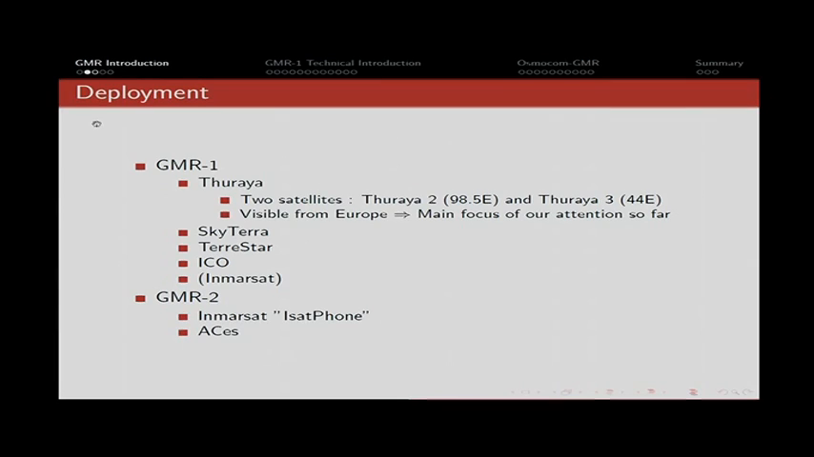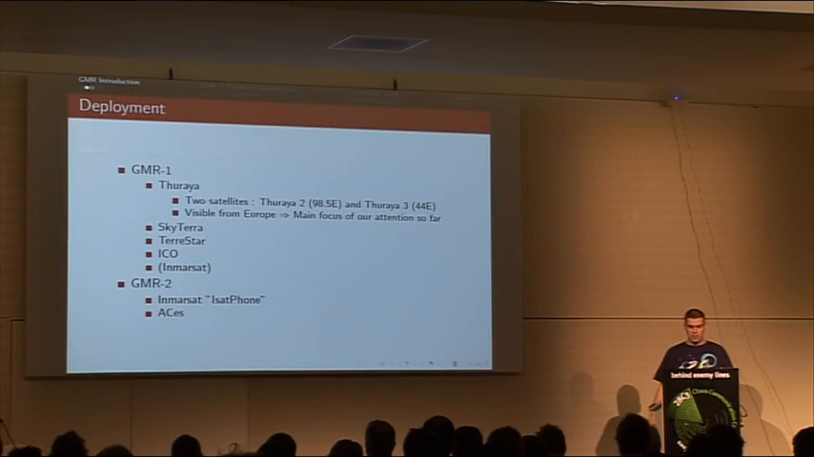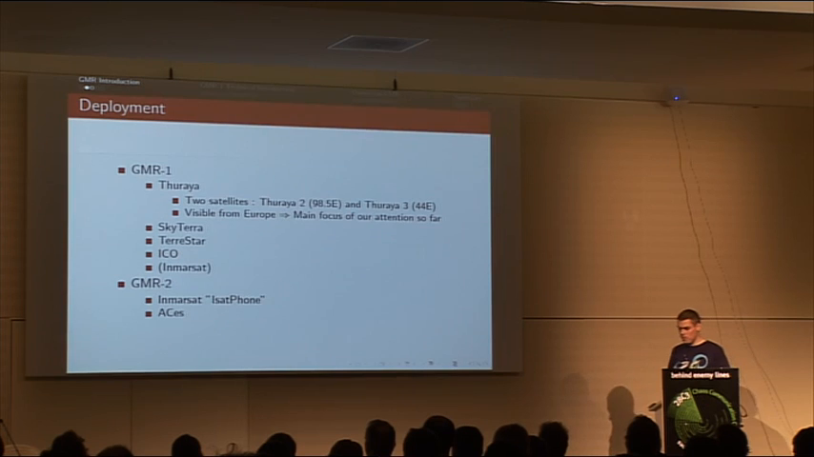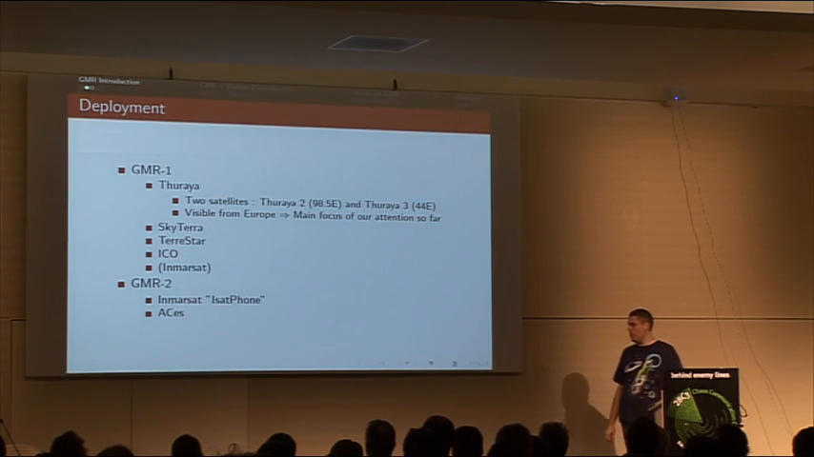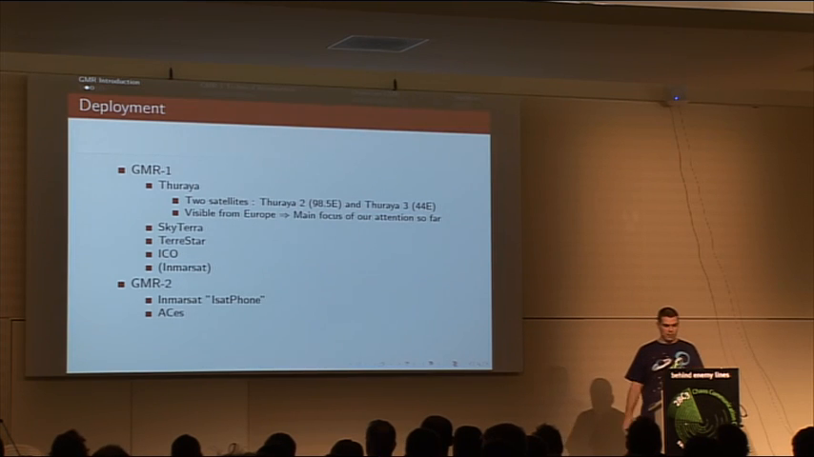So where is it used? One of the most important deployments of GMR1 is the Thuraya satellite network, and it's the one we studied because it's the only one visible from Europe, and since actually all the developers are in Europe, that's the only one we can receive. More specifically, the Thuraya 3 satellite, which is at orbital position 44 east, is the only one we can see exactly from here.